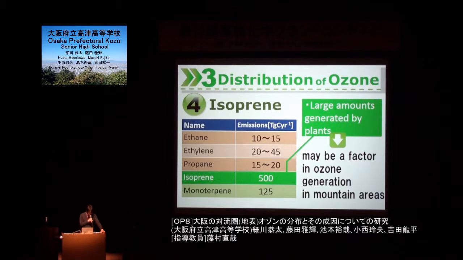Among these gases, one of the non-methane hydrocarbons, called isoprene, is given off by plants, and its emissions are by far the greatest in quantity. For these reasons, we thought isoprene may well be concerned in ozone generation in the mountains.